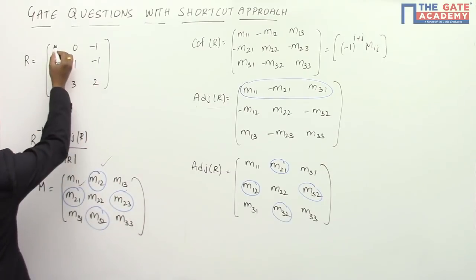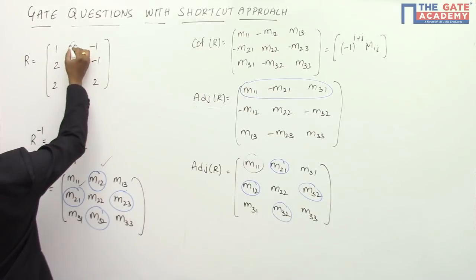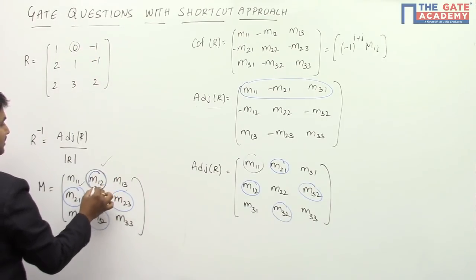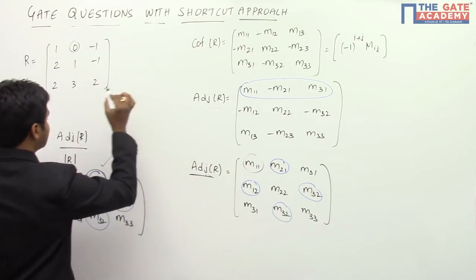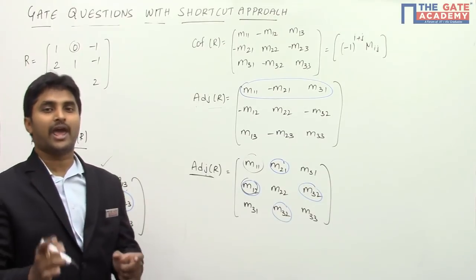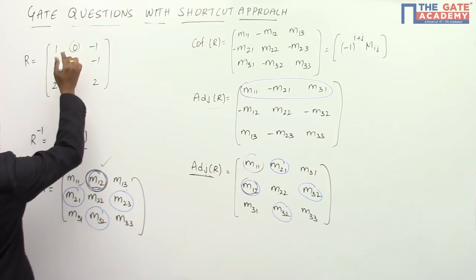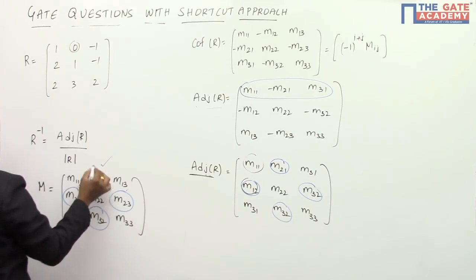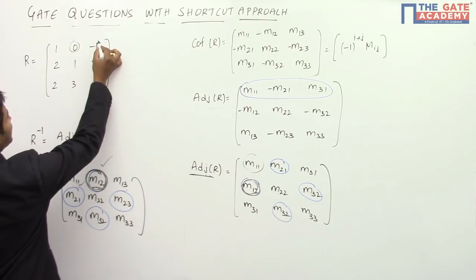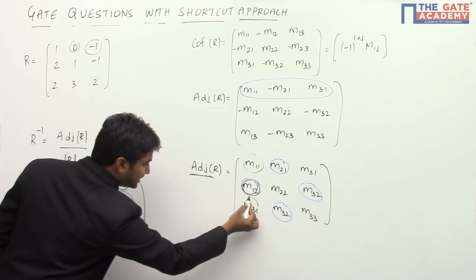It means that when I find M11, that will come here. But when I find the minor of this element, that will not come here. Actually M12 normally comes here, but while writing the adjoint, M12 is going to come here. It means by default I am going to consider the transpose of the minors. So instead of writing the minor element here, I will write it here. Similarly, the minor element of this, instead of writing it here, I will write it here.